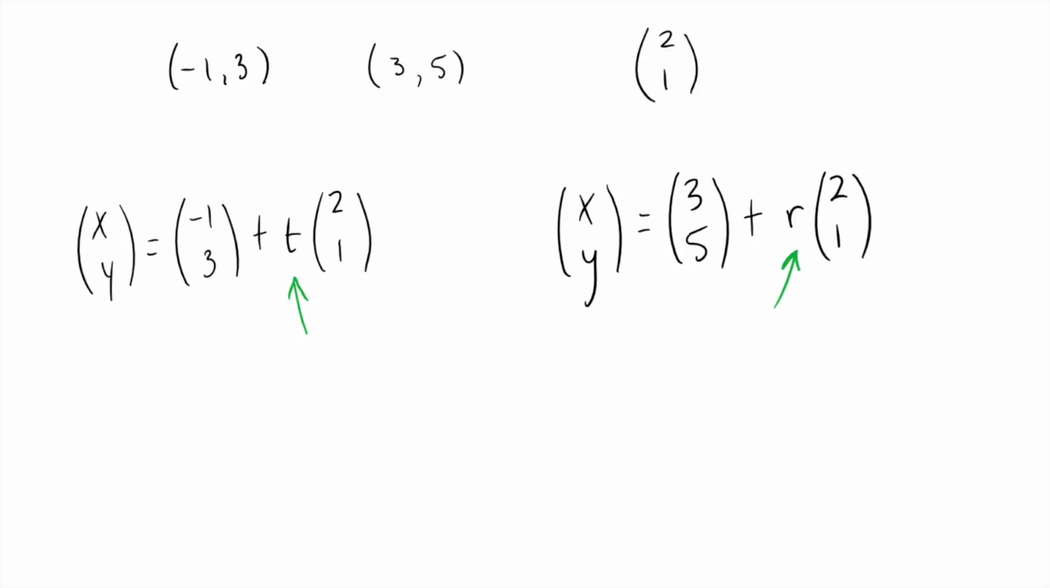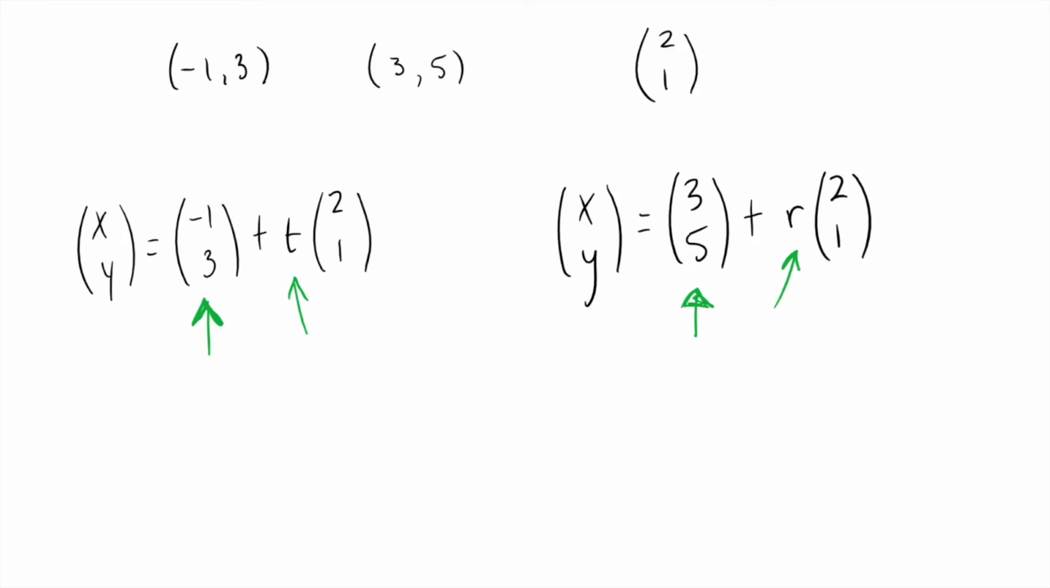And I can't use the same parameter for both, because if I'm starting at the point negative 1, 3, obviously I'm moving different distances to get to each point than if I was to start at 3, 5. Right? I might need to move 2 of the direction vector to get to a point if I start here, but I might only need to move 1 if I start at the point 3, 5. And so that's why those parameters are different. The interesting thing that comes to light here is I've written 2 distinct equations for the exact same line.